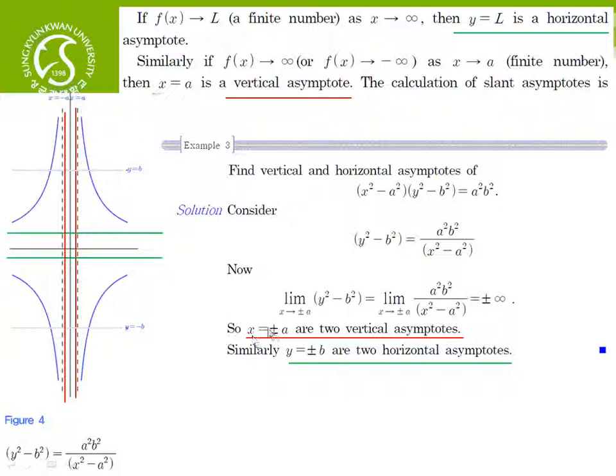So, x is equal to plus minus a are two vertical asymptotes. One goes like this, one goes to here. So we have one here, one goes like this, and this gives us the horizontal asymptote, and this gives us another asymptote like this. So this example shows the meaning of horizontal and vertical asymptotes.